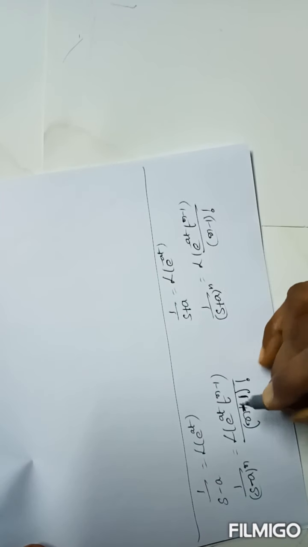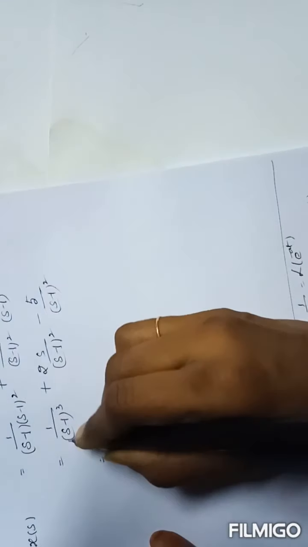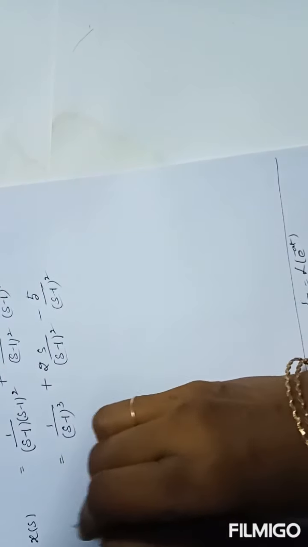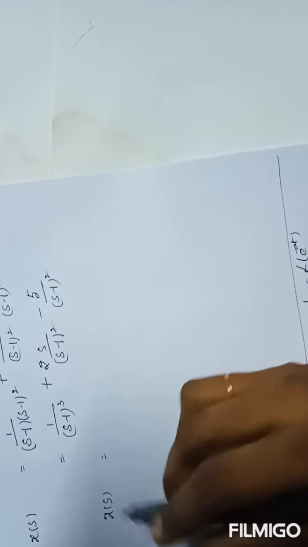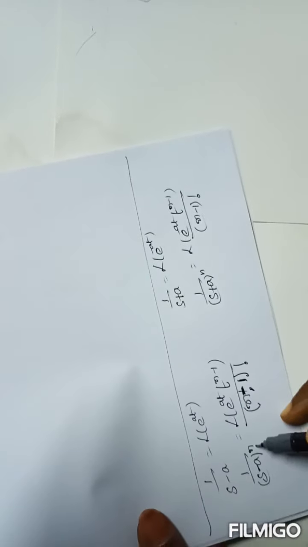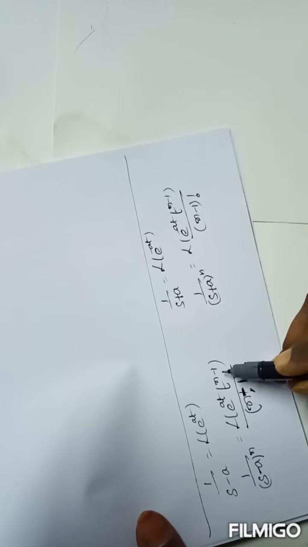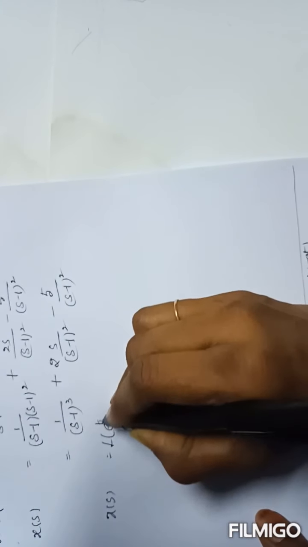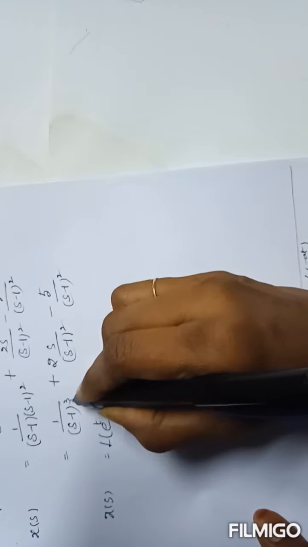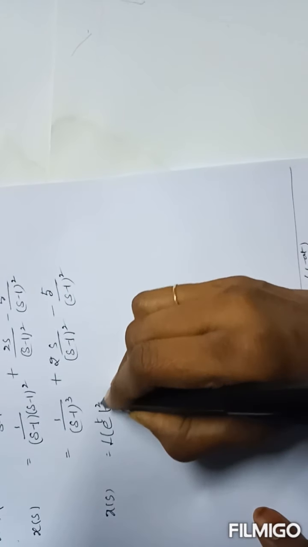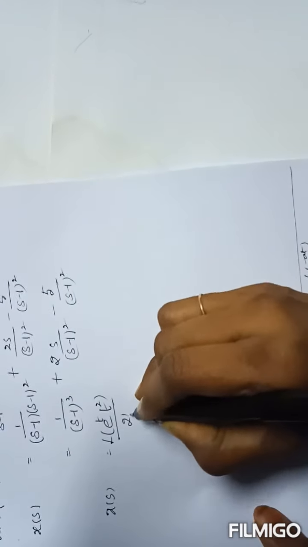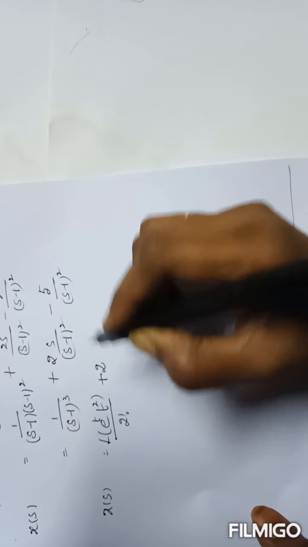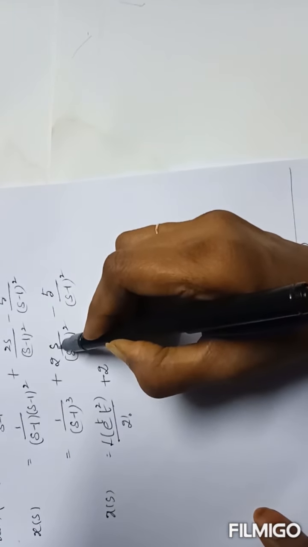(n minus 1) factorial. Now according to this, the value of x of s is 1 by (s minus a) whole power n, and L of e power at t power n minus 1 by (n minus 1) factorial. According to this, L of e power at into t to the power of n minus 1 by (n minus 1) factorial: 3 minus 1 is 2, so t square by 2 factorial, 2 into... but here in the numerator there is an s.